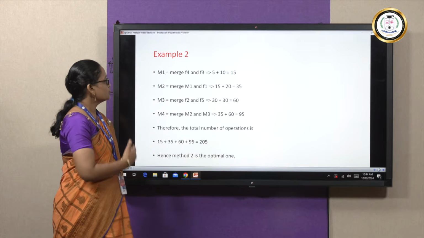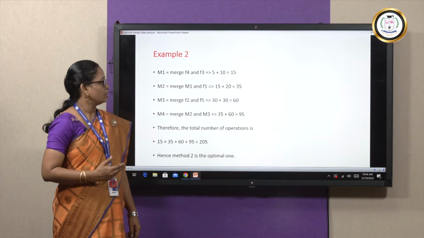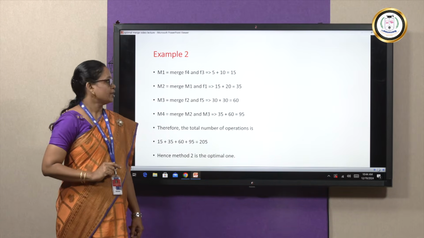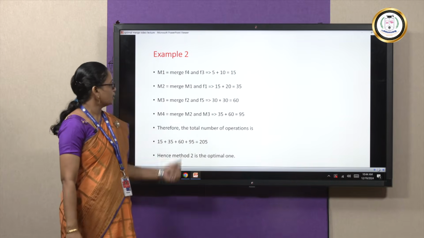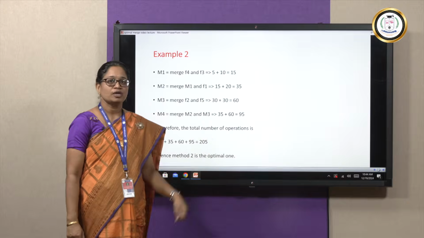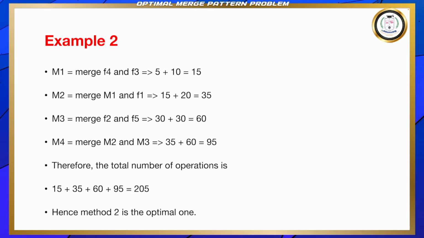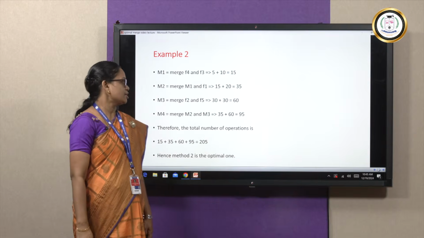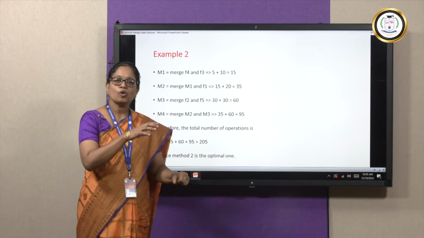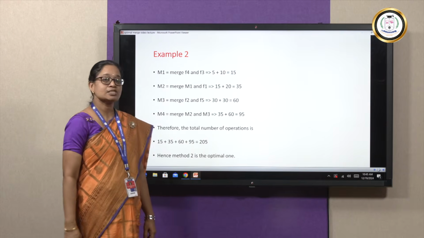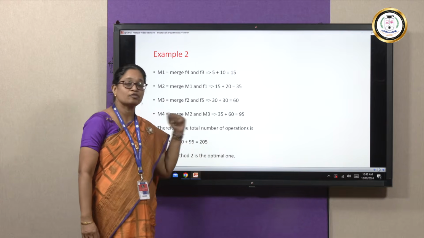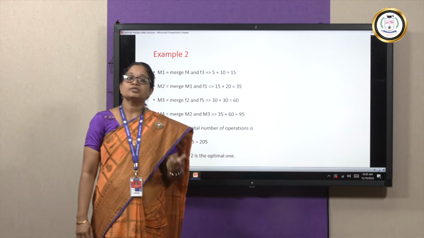Now we are going to merge this M1 with F1. The number of comparisons will be 15 plus 20, which is equivalent to 35. Then merge F2 with F5. The number of comparisons will be 30 plus 30, which is equivalent to 60. Now we are merging M2 and M3. The number of comparisons will be 35 plus 60, which is equivalent to 95. Now the number of computations that are done is 15 plus 35 plus 60 plus 95, which is equivalent to 205.